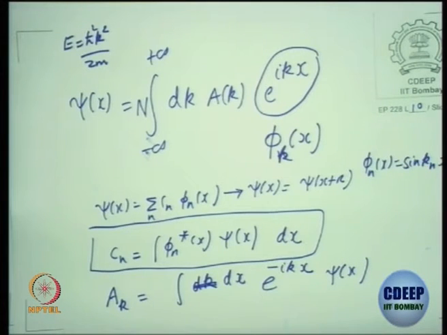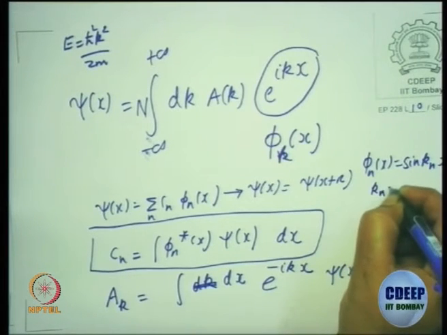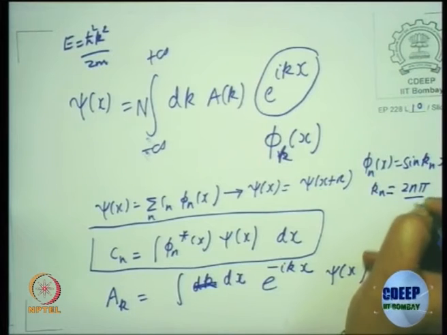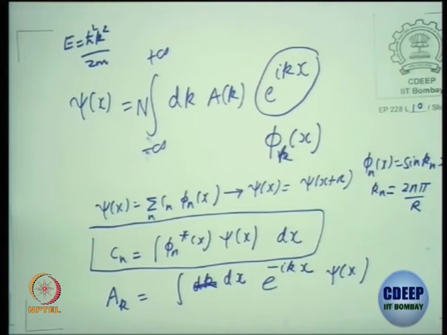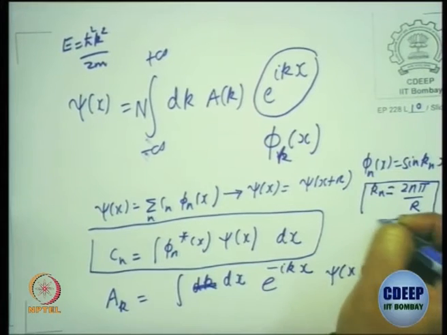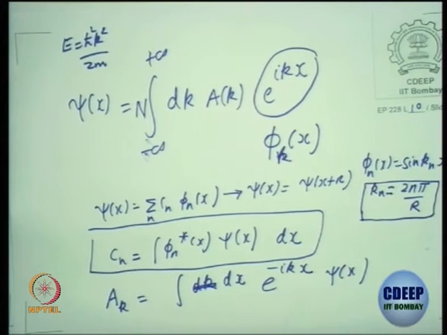x equal to x plus r, it should be the same, will force kn to be 2n pi by r, you agree? So this is why the periodicity condition discretizes your momentum, or the wave vector. Okay.